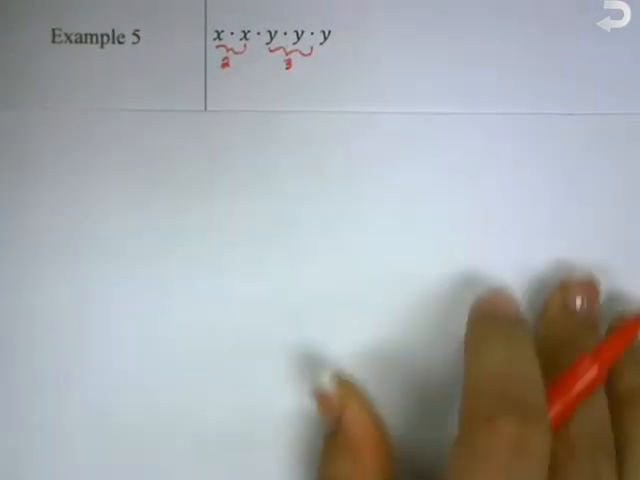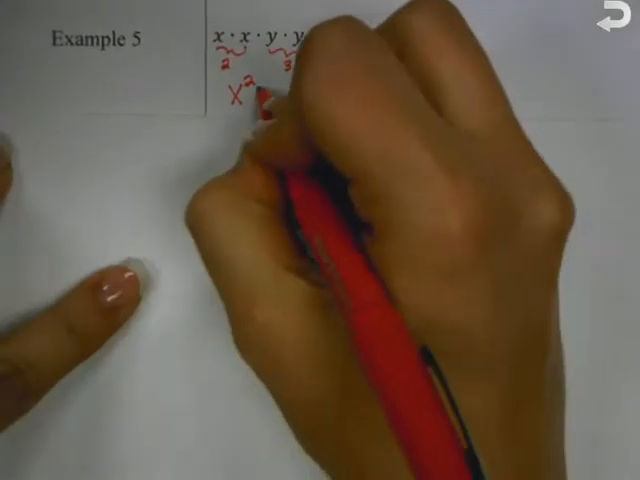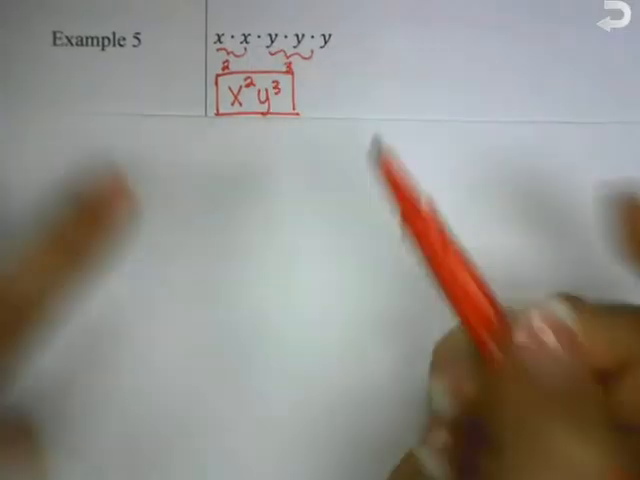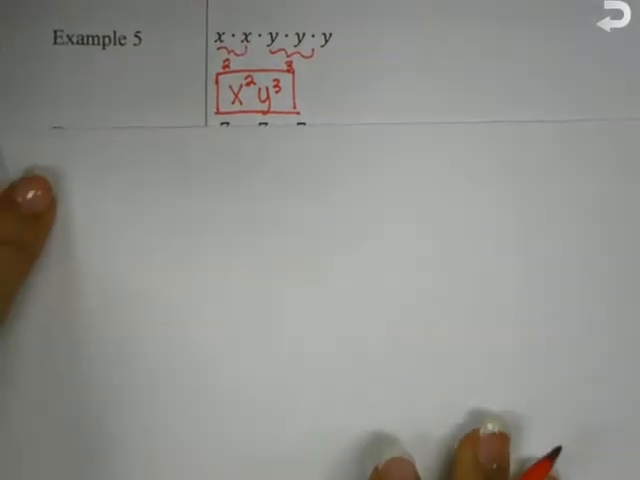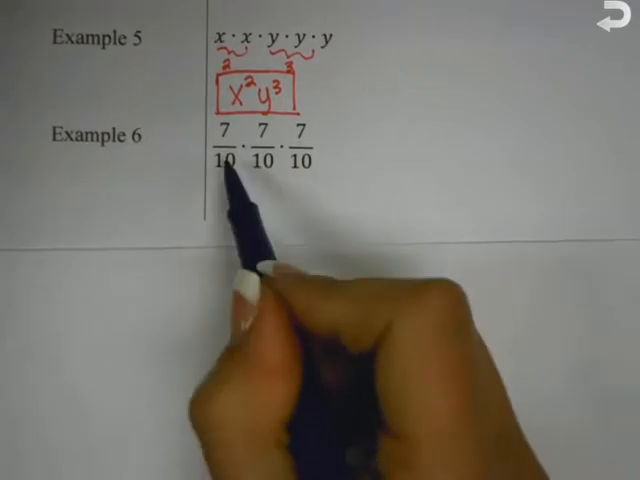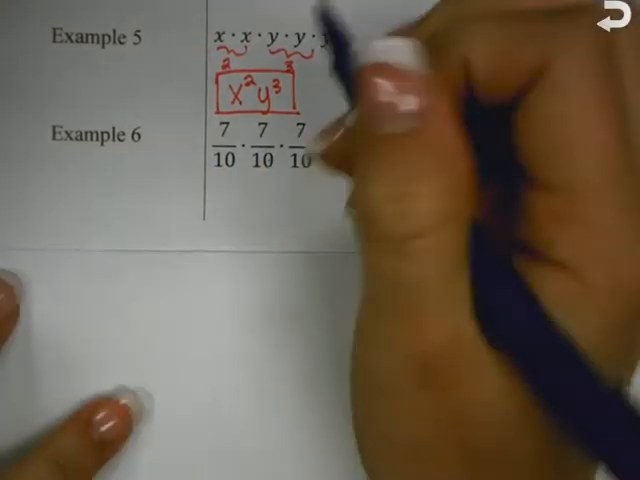Okay, last example, example 6 is very similar. We have 7 over 10 and we're multiplying that 1, 2, 3 times. So to write this in exponential form, all I have to do is put my 7 over 10 in parentheses, and that is being raised to the third power. So this time what we're doing, from expanding, we are going backwards. So we're taking everything that is expanded and then putting it all back together.